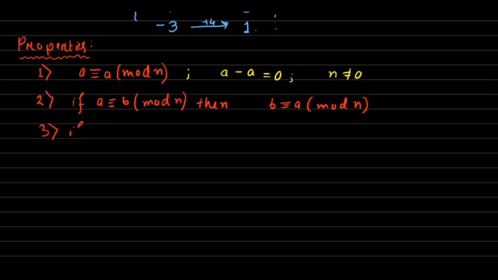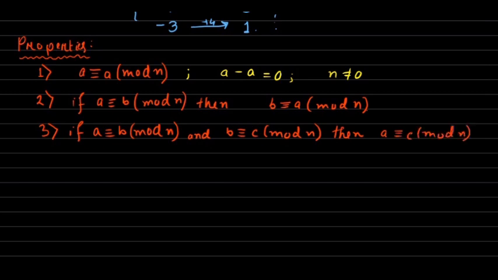Third property: if A is congruent to B mod n and B is congruent to C mod n, then A is congruent to C mod n. Okay, let's prove it. So what does this mean?